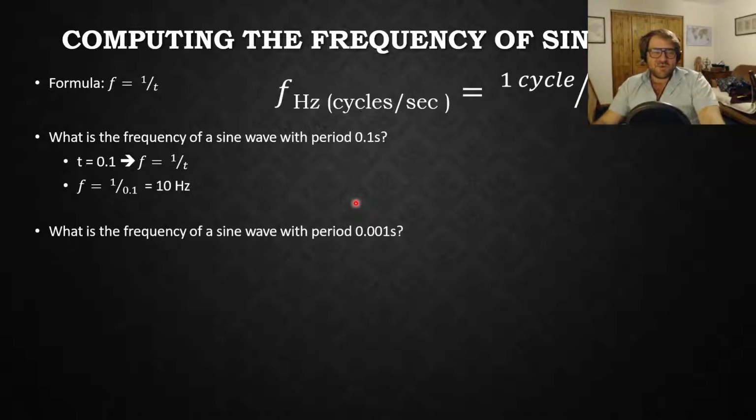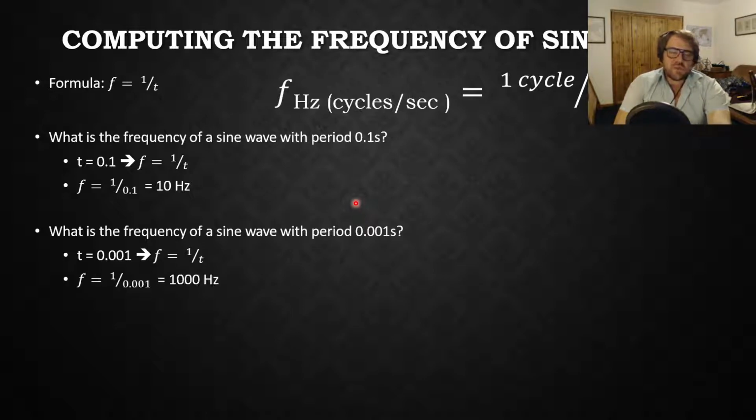Next one. What is the frequency of a sine wave with a period of 0.001 seconds? We'll do the same thing. What do we know? We know t, the time or the period here, is 0.001. We put it into our formula of f equals 1 over t. So f equals 1 over 0.001. And do that math, and that ends up as 1,000 hertz.